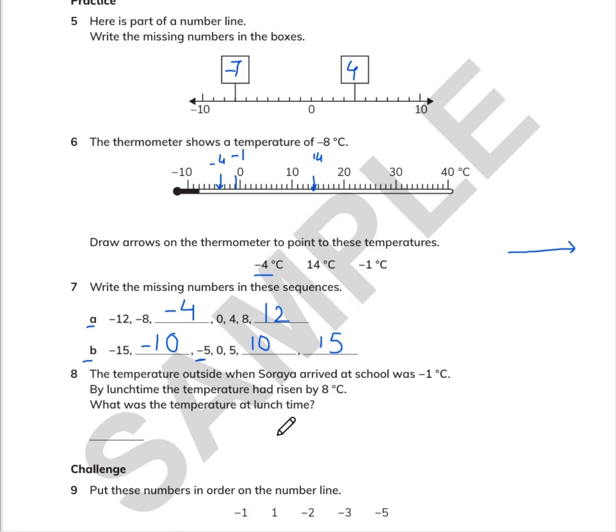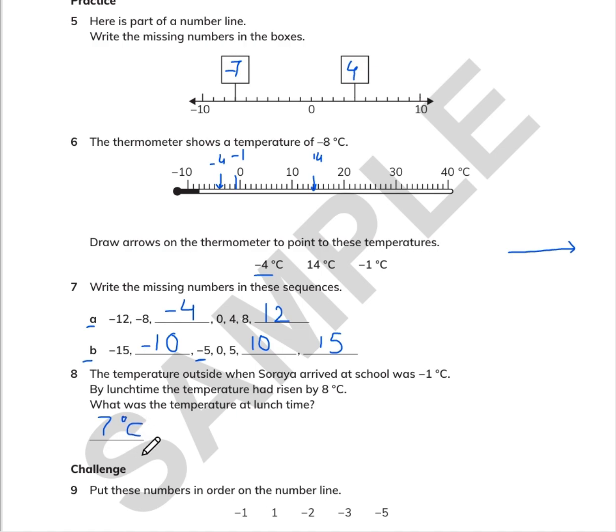Question number 8. The temperature outside when Suraya arrived at school was minus 1 degree centigrade. By lunchtime, the temperature had risen by 8 degrees centigrade. What was the temperature at lunchtime? So the temperature will be 7 degrees centigrade.